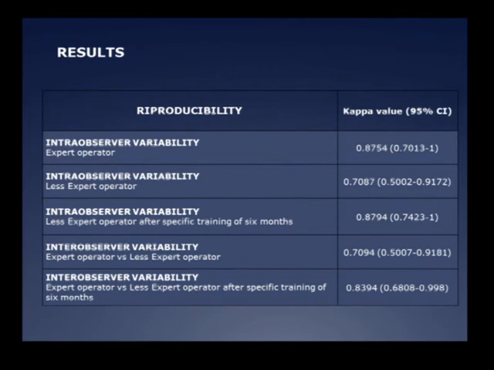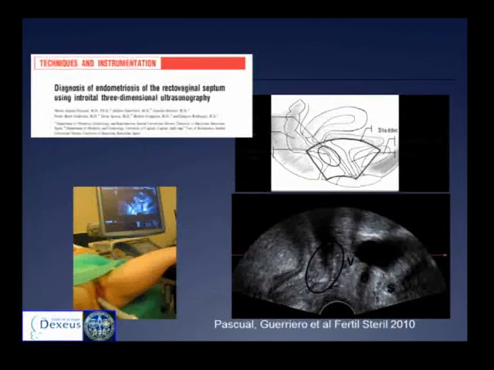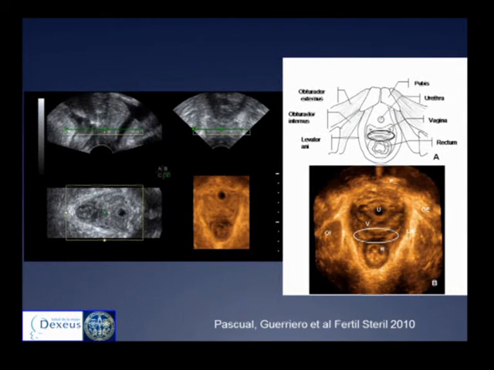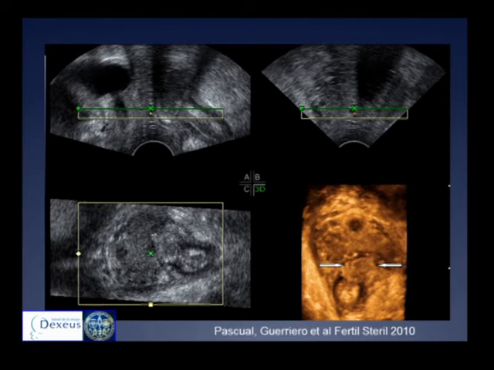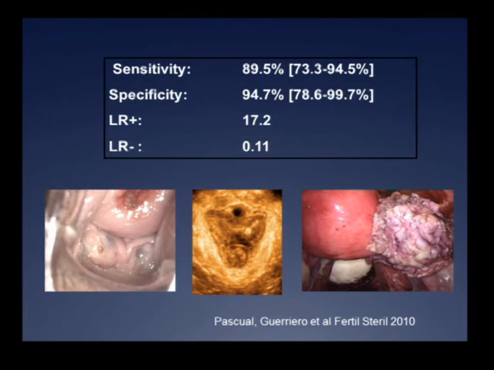Also, the inter-observer agreement is good in terms of reproducibility. And this is another technique that we use, the introital approach for the rectovaginal septum. It is similar to the technique used by urogynecologists. This is the vagina there. This is a nodule.